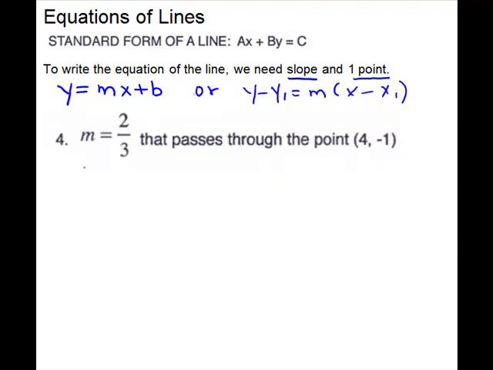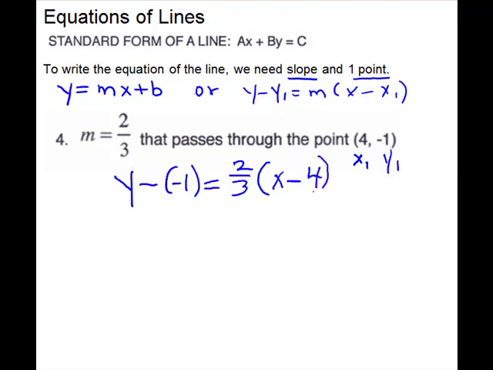For problem 4, they have given us a slope and a general point, not the y-intercept, so we need to use point-slope form. And this will be our x1, y1. So we have y minus our y1, which is negative 1, use parentheses, equals m, which is 2/3, times x minus our x1, which is 4. So we'll clean up here: y plus 1 equals 2/3 times x minus 4.